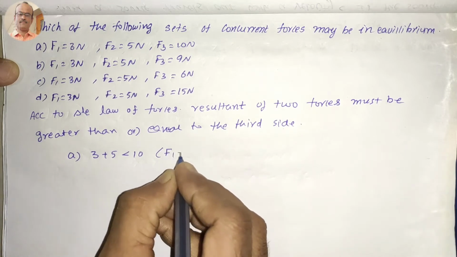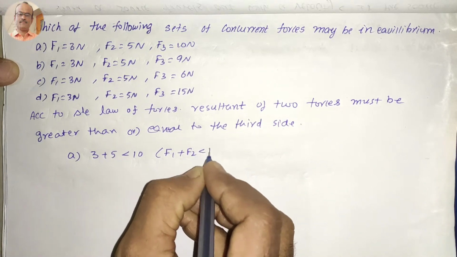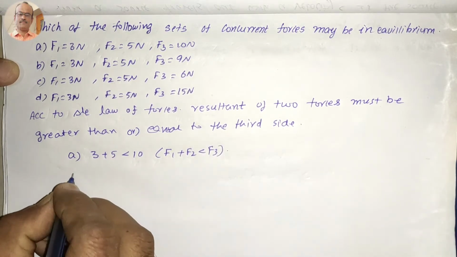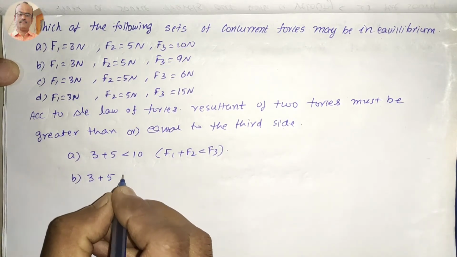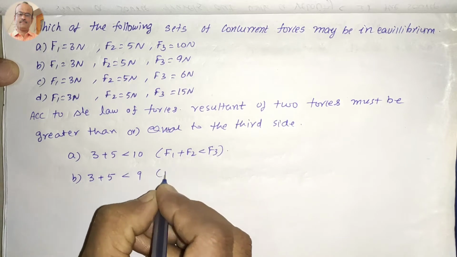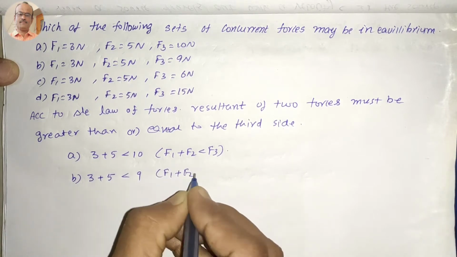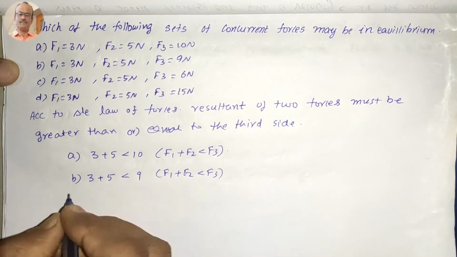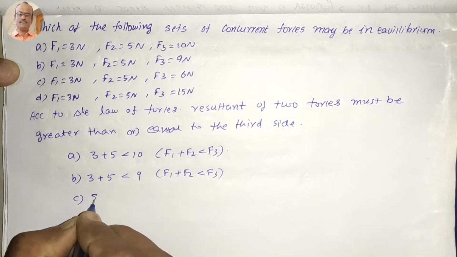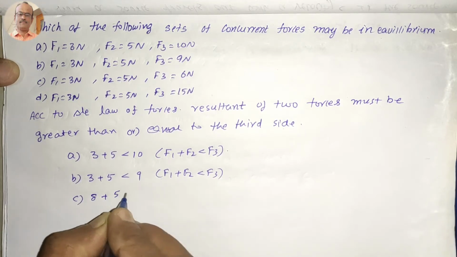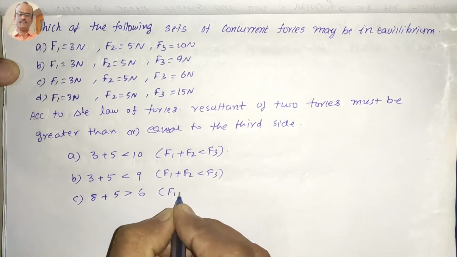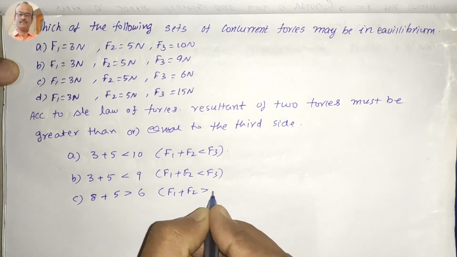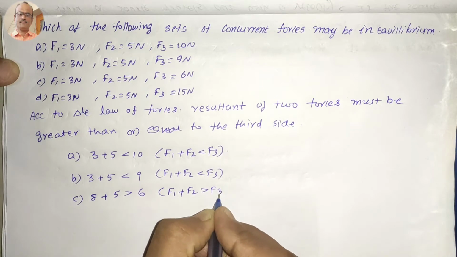So that means F1 plus F2 less than F3. B, 3 plus 5 is less than 9. So that means F1 plus F2 less than F3. And C, 8 plus 5 is greater than 6. So that means F1 plus F2 greater than F3.